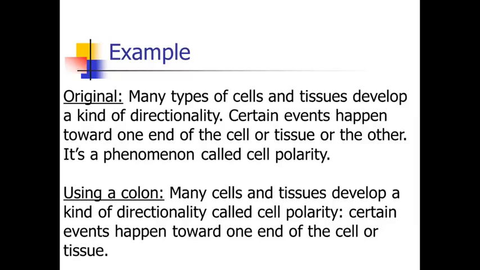You can see that I actually didn't change a heck of a lot from the original other than to pull everything together, and in doing so I was able to drop a few words. So it says many cells and tissues develop a kind of directionality called cell polarity, colon, I'm setting up the definition, certain events happen toward one end of the cell or tissue. So there's probably even more we could edit out of that sentence, but you can see that I pulled everything together into a single sentence.